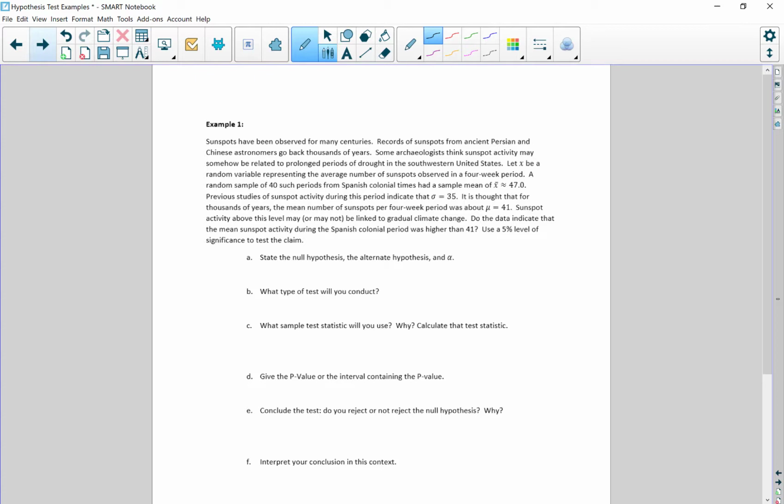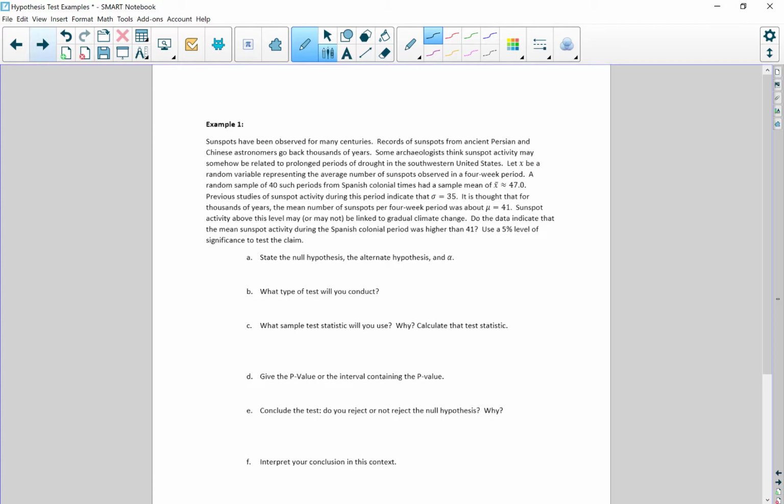So sunspots have been observed for many centuries. Records of sunspots from ancient Persian and Chinese astronomers go back thousands of years. Some archaeologists think sunspot activity may somehow be related to prolonged periods of drought in the southwestern U.S. So we're going to let X be a random variable representing the average number of sunspots observed in a 4-week period. So a random sample of 40 such sunspots from Spanish colonial times had a sample mean X bar of approximately 47. Previous studies of sunspot activity during this time period indicated sigma is equal to 35.